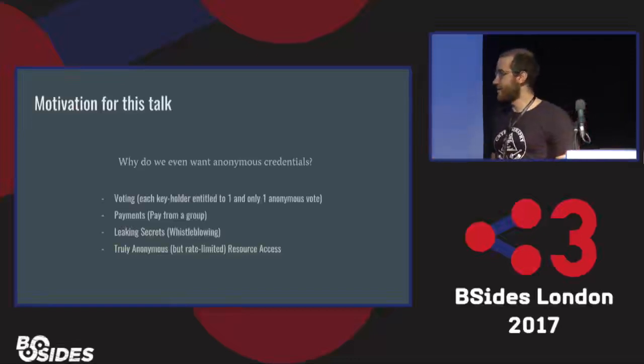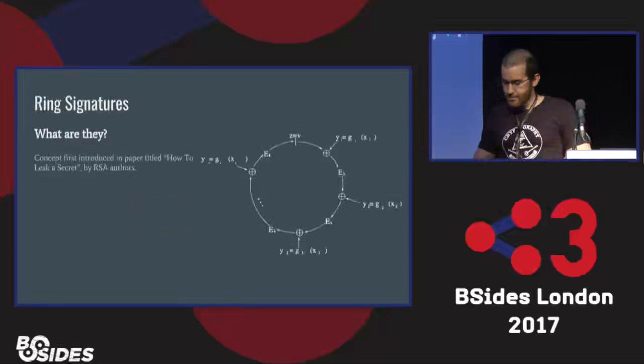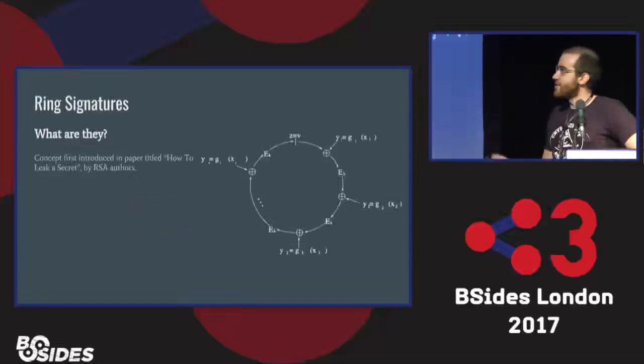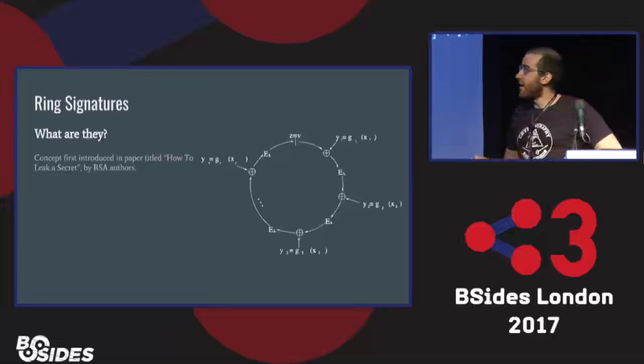So this is the topic of the talk today. So let's go over this. What are ring signatures exactly? The concept is first introduced in a paper titled "How to Leak a Secret" by two of the RSA authors and some other guy.